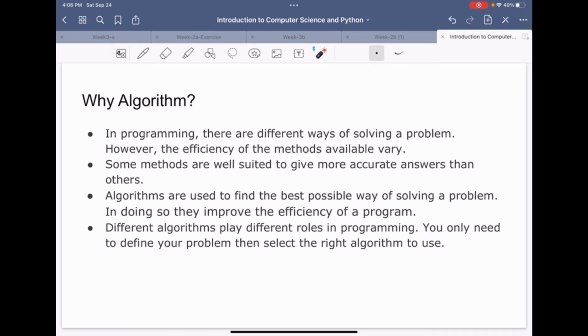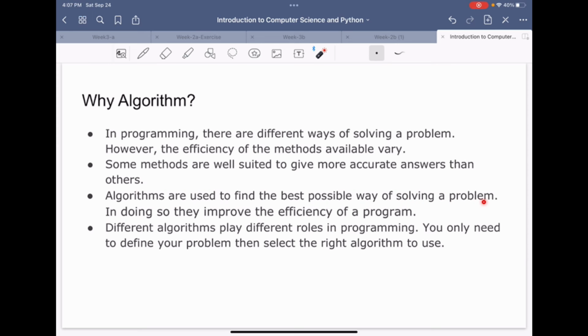There are different ways of solving a problem, but the efficiency of the available methods varies. So the basis on which we decide that a problem should be solved in a specific way is the efficiency of the presented solution. Some methods are better suited to give more accurate answers than others, and algorithms are used to find the best possible way of solving the problem.